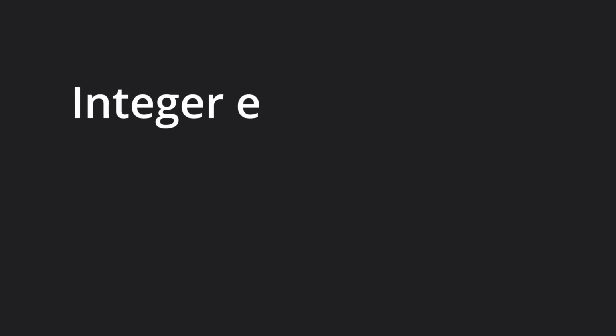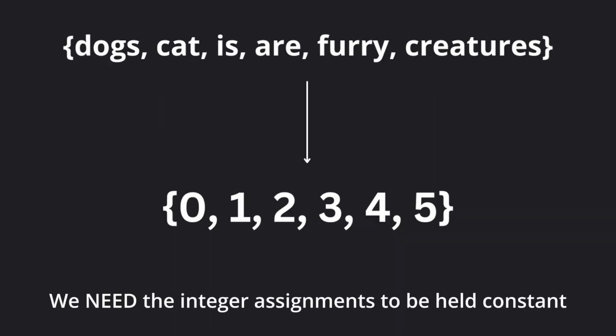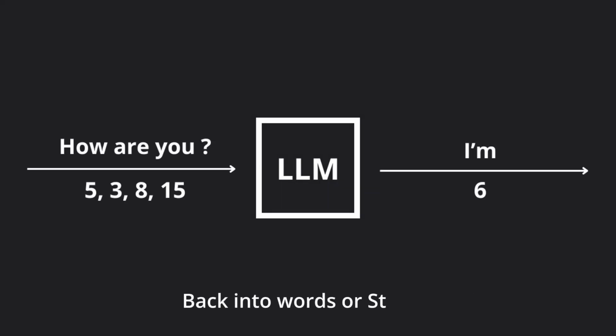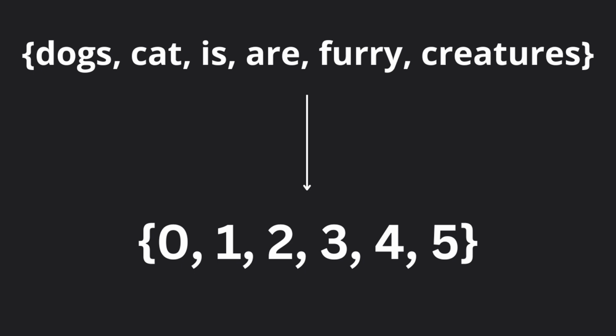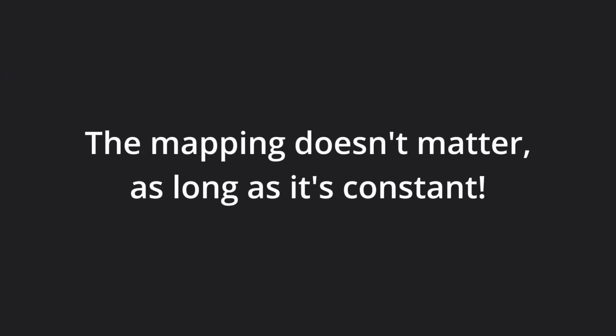The answer is A. No learning necessary. They're arbitrarily assigned and kept constant. We need the integer assignments to be consistent so that we can decode the model's output back into coherent strings. But the way we assign them can be completely arbitrary as long as we keep the mapping constant.